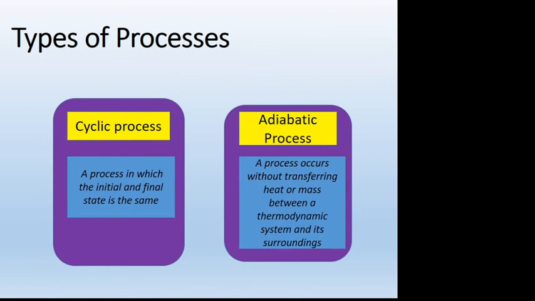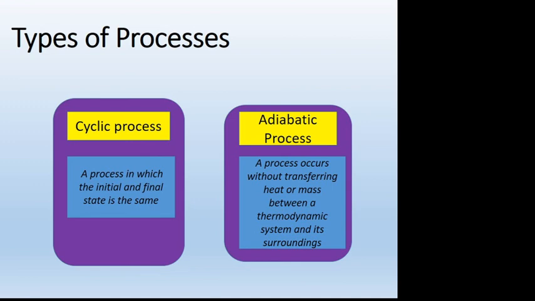Now we have another type of process which we call a cyclic process. A cyclic process is a process in which the initial and final state is the same. That is, if we start a reaction and it occurs through a large number of processes and comes back to the same initial state, we call it a cyclic process. For example, if you are heating water from 30 degrees centigrade and through a lot of processes finally we get the water at 30 degrees centigrade, we call it a cyclic process.